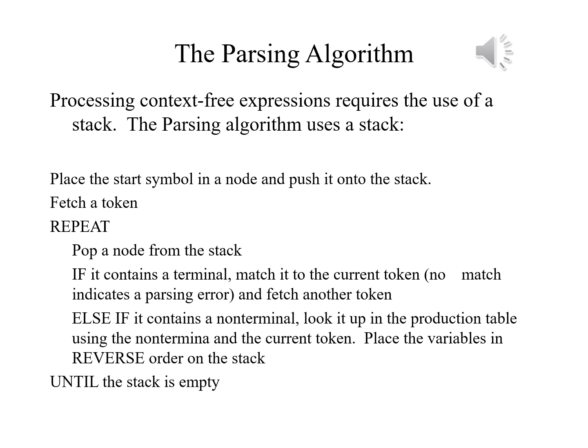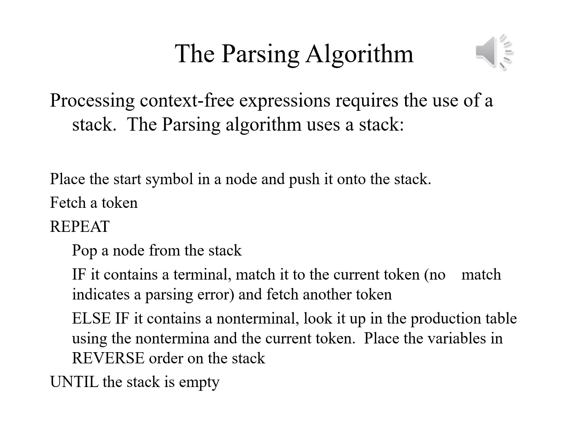The algorithm for top-down parsing is actually fairly straightforward. We place the start symbol in a node and push it onto the stack. We fetch the first token and then the loop begins. We pop a node from the stack. If this node contains a terminal, we match it to the current token. If there is a match, we fetch the next token in the token stream.